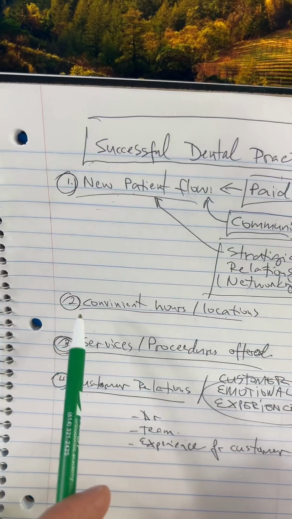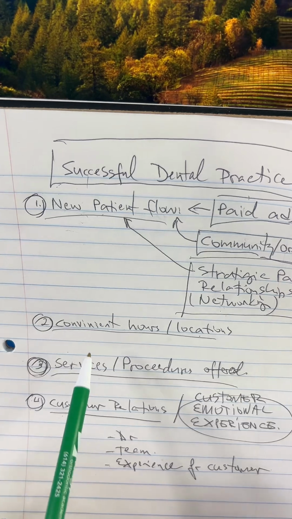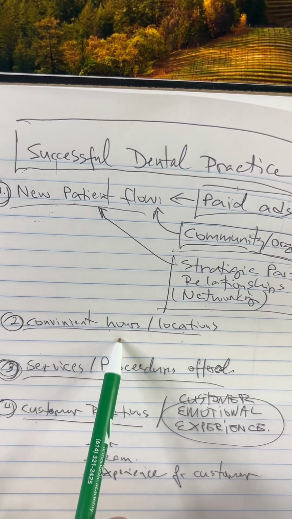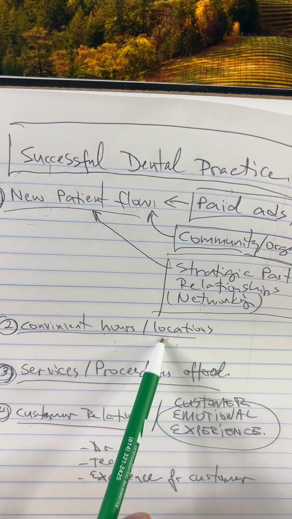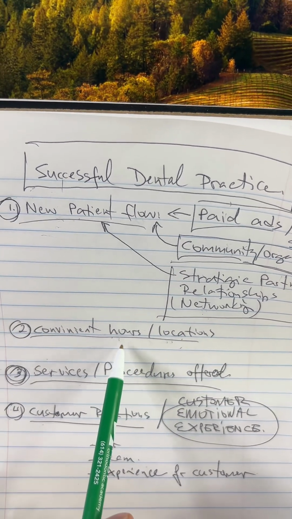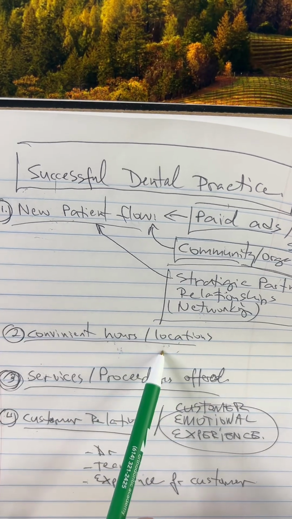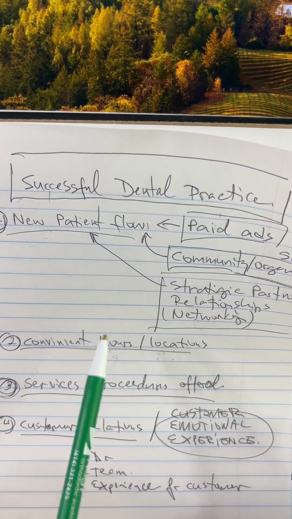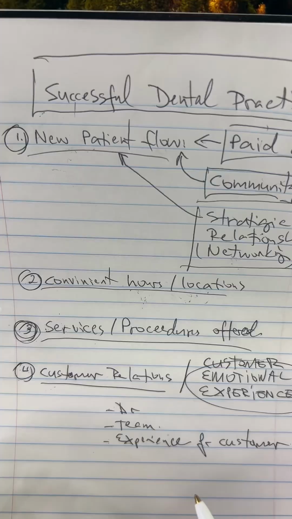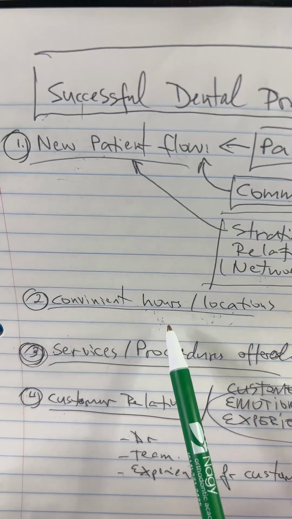Now, the second big part of building a successful dental practice is convenient hours and locations. And no, you don't have to be working 7 days a week. And no, you don't need a $1 million business or building, but you need to be able to have hours that your patients and your customers want. And you need to be in a location where patients can actually find you easily and they can park easily. So don't underestimate basically hours and locations.